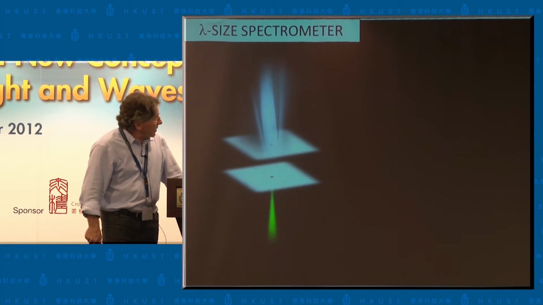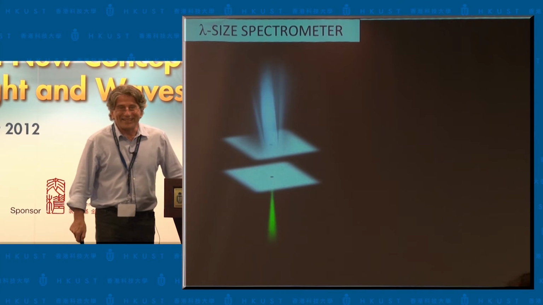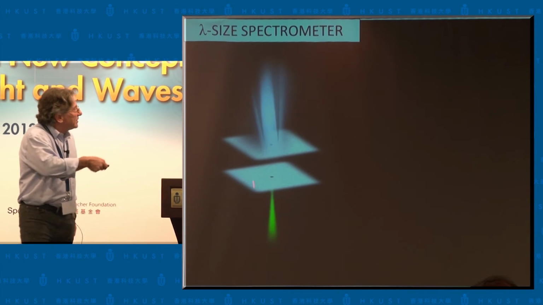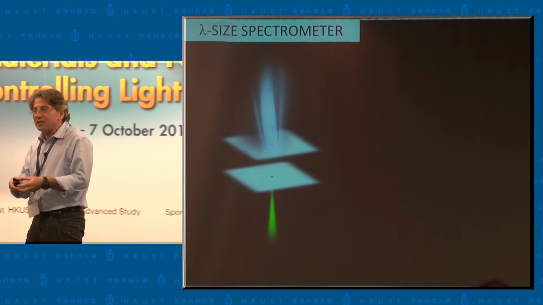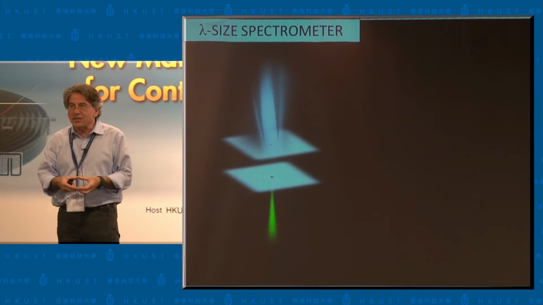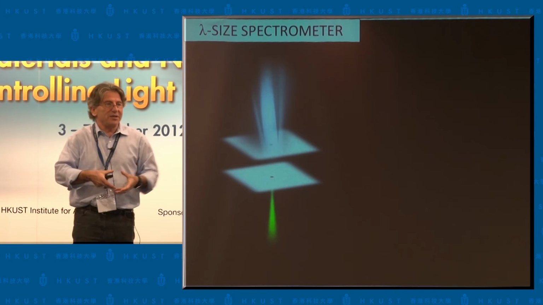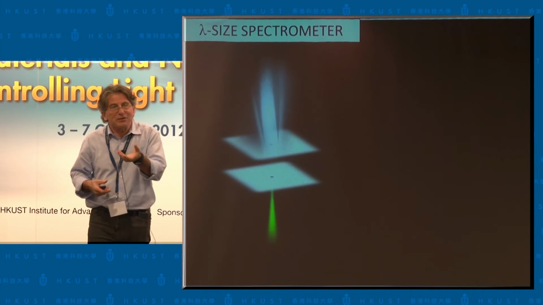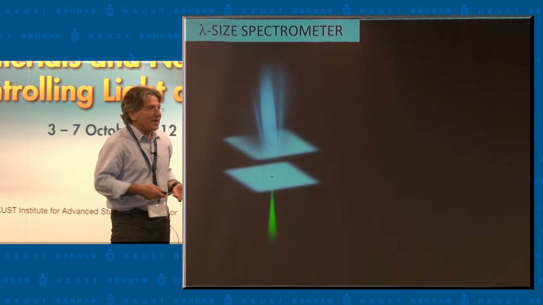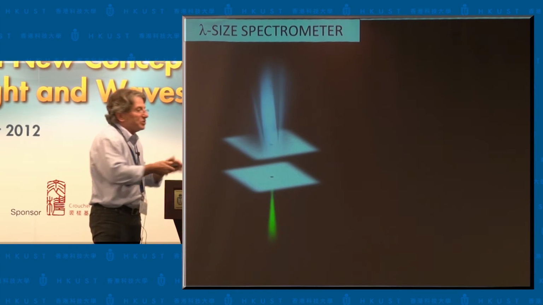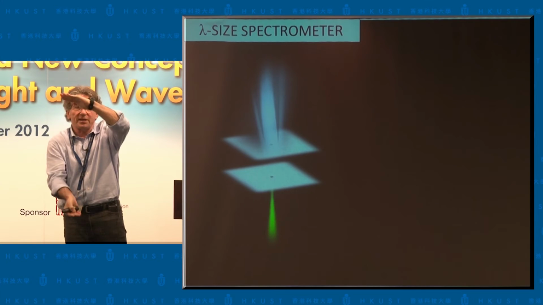So what can you do with this? One thing that you can imagine doing is to build a spectrometer that has the size of a wavelength. That's all you need. It's going to be fairly small. And in the visible, it's going to be really small. And the way this operates as a spectrometer is you vary the distance between the plates. That's all it is.